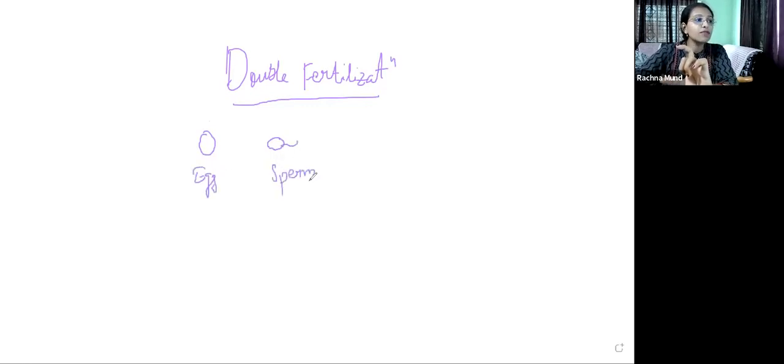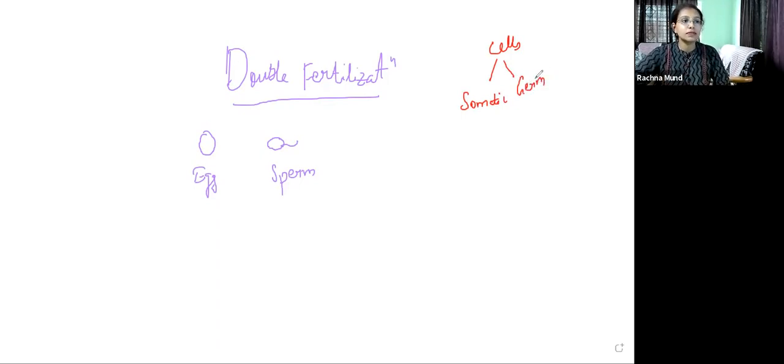What is the ploidy of these two? Can anyone tell me what is the ploidy of these two gametes? There are two different types of cells. One you call the somatic cells, another you call the germ cells. So please tell me, what do you mean by these two? What is a somatic cell and what is a germ cell?